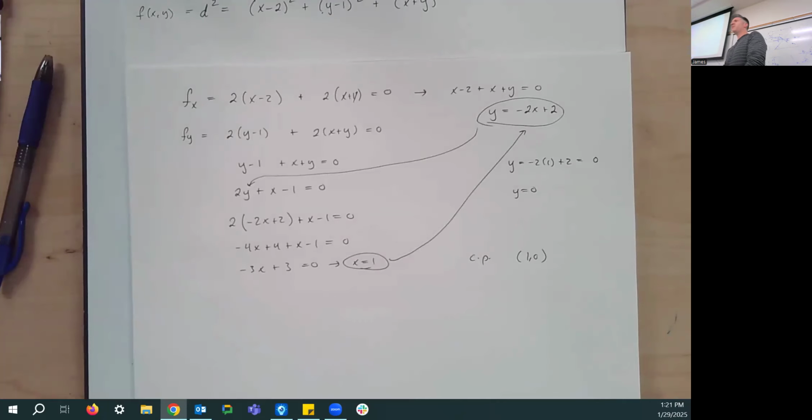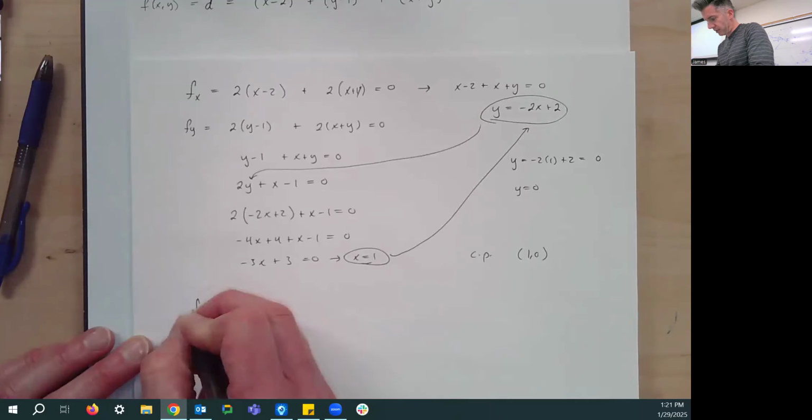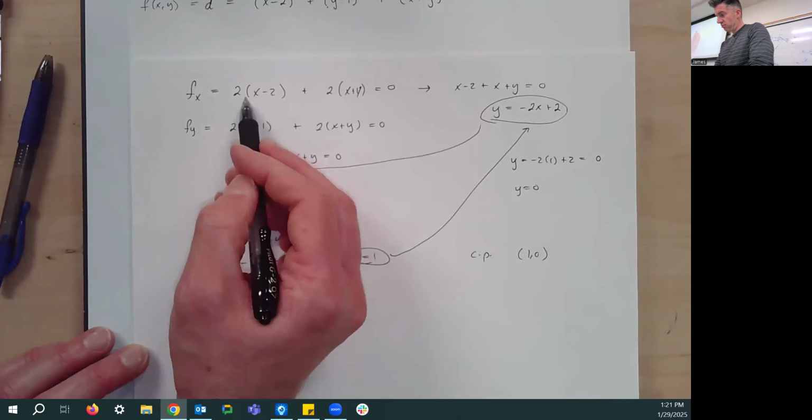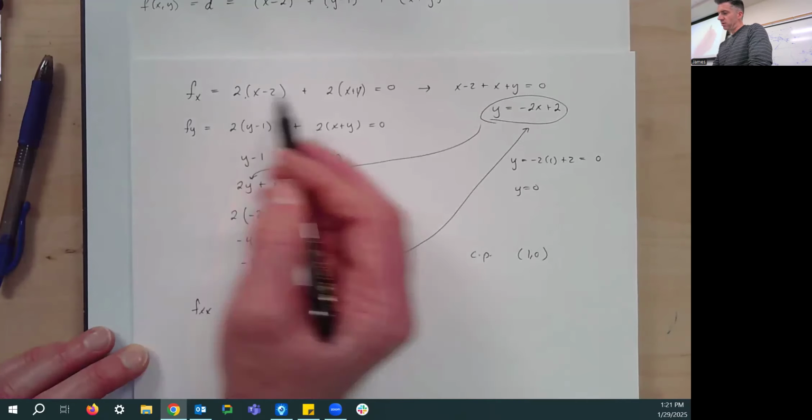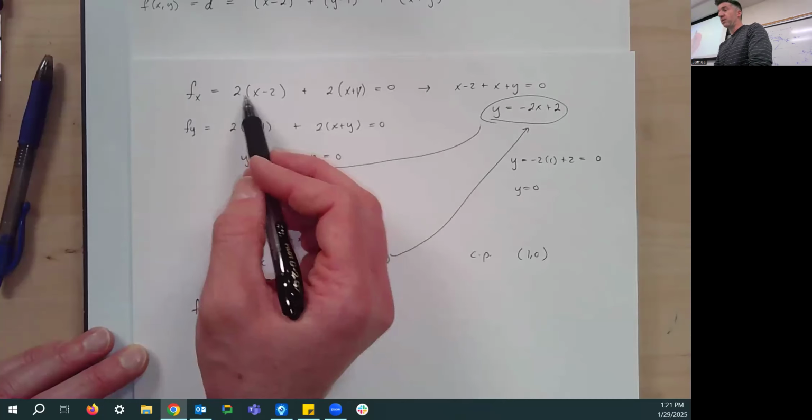We can check that it will be a minimum. Let's go ahead and check it. I think it's worth checking. So we're going to find our fxx. It's going to be 2 plus 2.